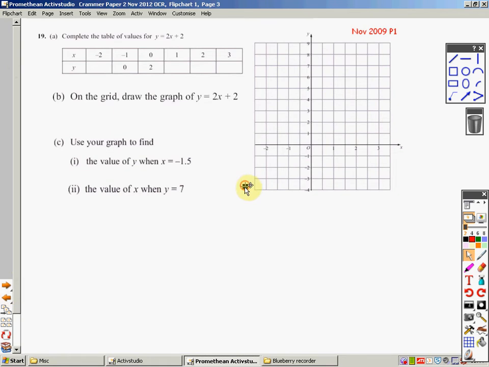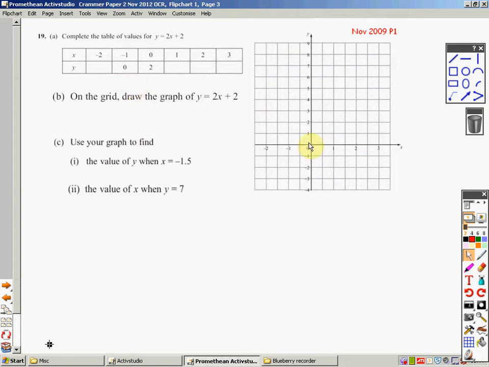Okay, next bit. Plotting a graph. You had one of these in paper 1, it was an x squared graph. Many of you got it correct, it was really good to see. This one here, y equals 2x plus 2. It's a linear graph, so it would be a straight line. I can cheat and plot those 2 points.